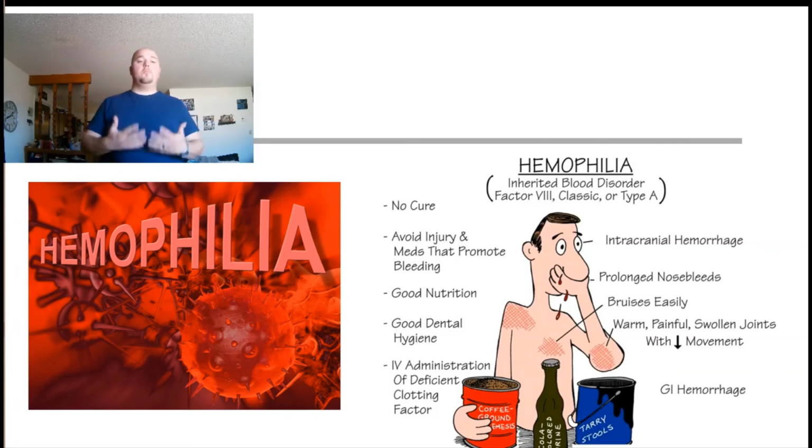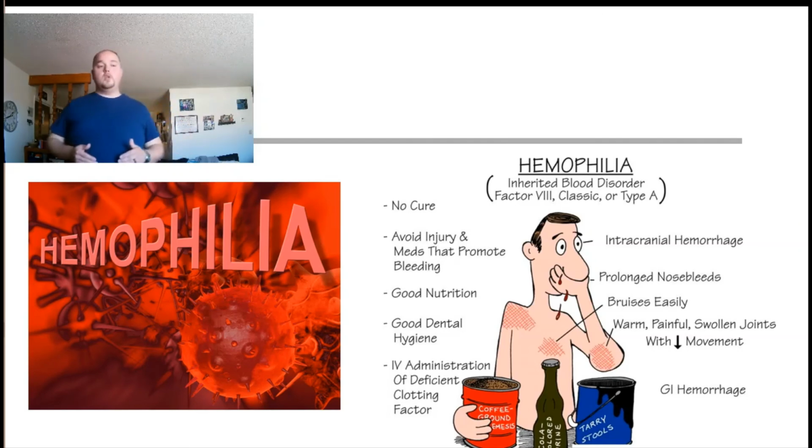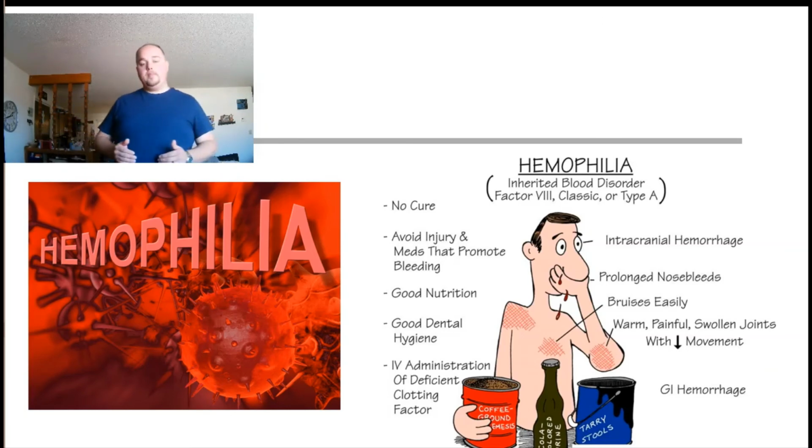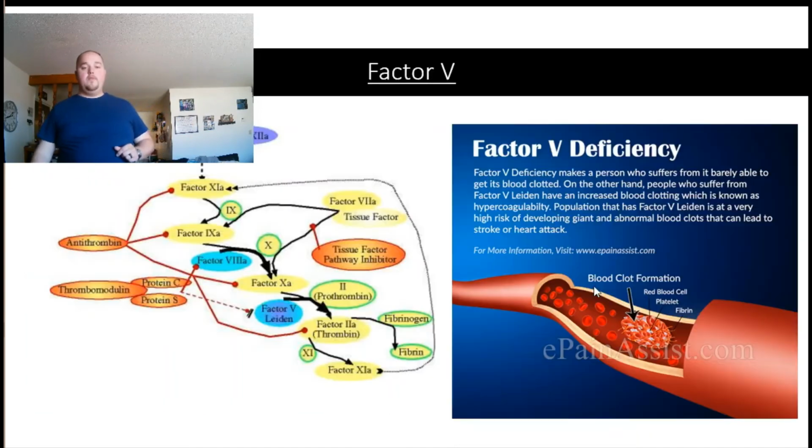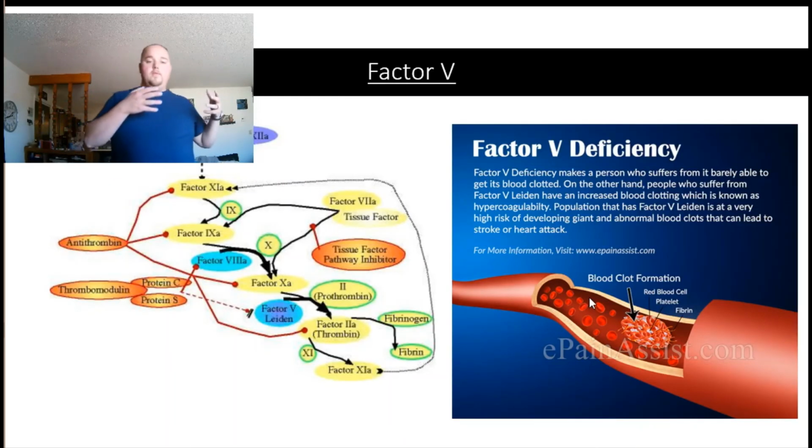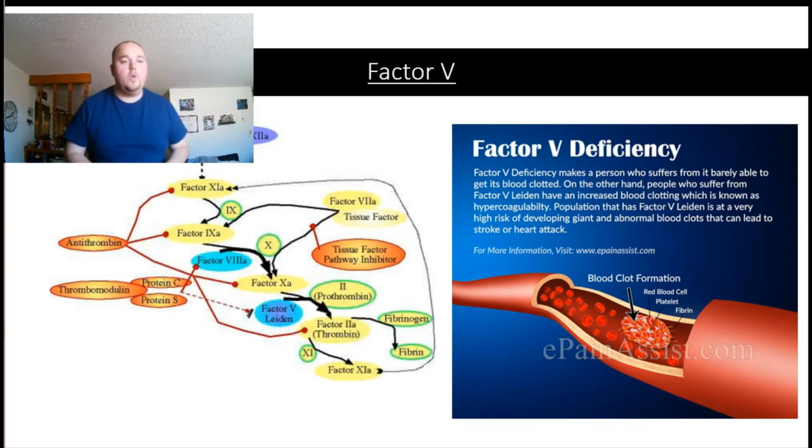But individuals who are born with hemophilia, there is no cure, but they have to maintain their body because they also will bruise easily, they can have GI hemorrhage, they can have prolonged nosebleeds because their body doesn't want to clot. However, on the flip side, individuals with factor V disorders, they clot so quickly. So your factor V people, they have so much clot that they clot so quickly.